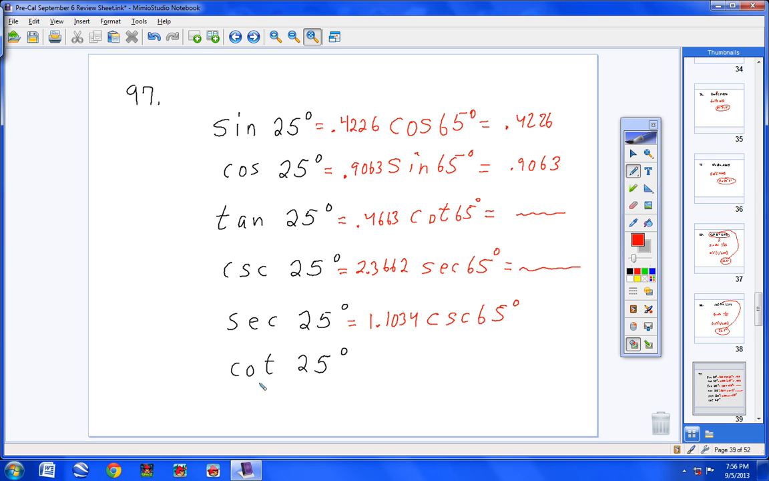Okay, cotangent of 25. Now, the cofunction of cotangent is tangent, so I'm going to write tangent of 65. Now, notice what I have. I have cotangent and tangent. 25 and 65 add up to 90. So the tangent of 65 is 2.1445. So it's got to be the exact same thing for this, 2.1445.